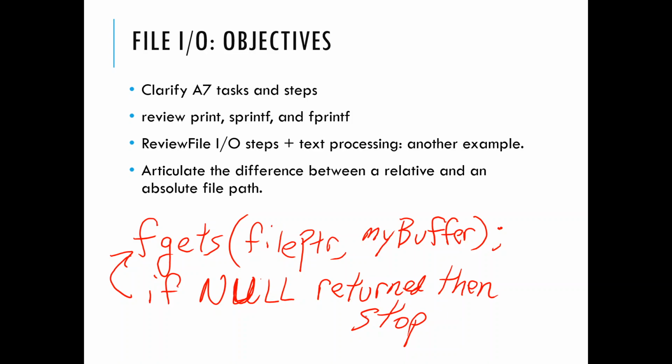And this A7 is no longer, I do believe it's A10, but we'll clarify the A10 steps. So we're going to look at printf. We're going to look at sprintf. We've already looked at many of these things, but we'll look at fprintf in a lot more detail. And then we'll figure out how to parse text, and then we'll articulate how we can have relative and absolute paths as well.